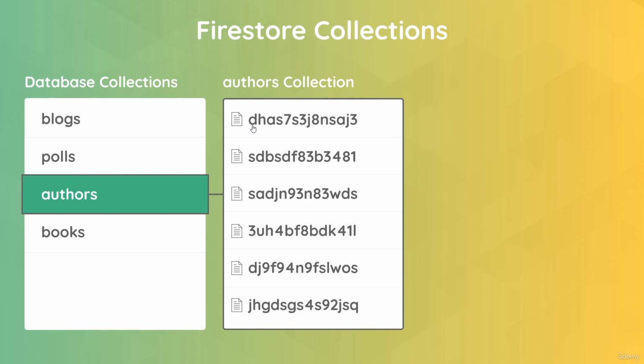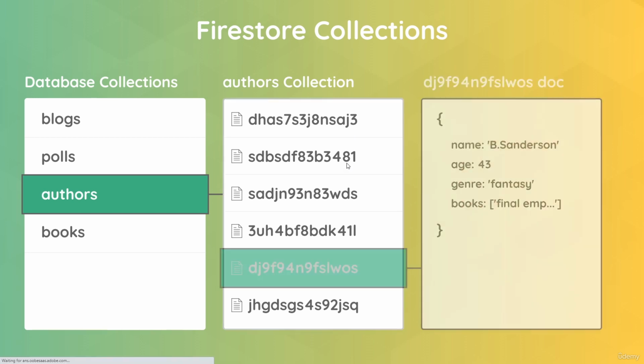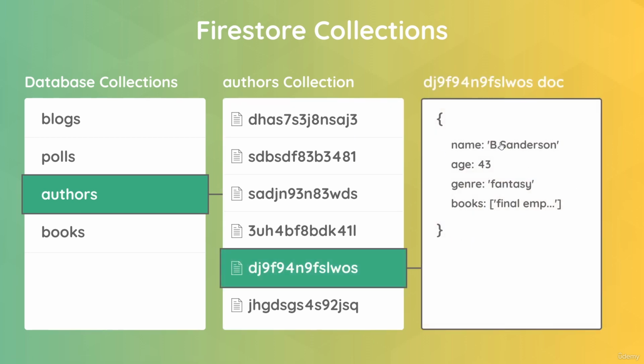Now, each document inside a collection has a unique identifier, a bit like this. And Firebase automatically assigns these different identifiers to the documents when we create them. And they're unique. So if we want to in the future fetch a particular document, we might use this ID to fetch it. Now each document looks a bit like a JavaScript object, and it has key value pairs. So for example, this document right here would have a name, an age, a genre, and also a books property, and that could be an array.